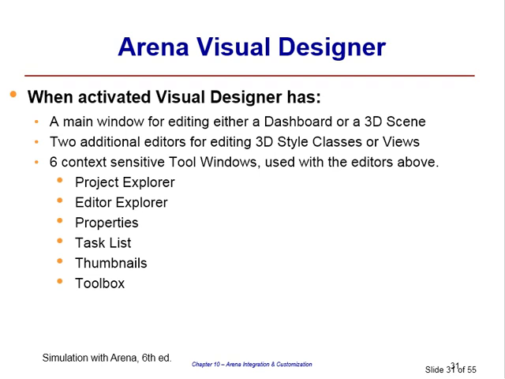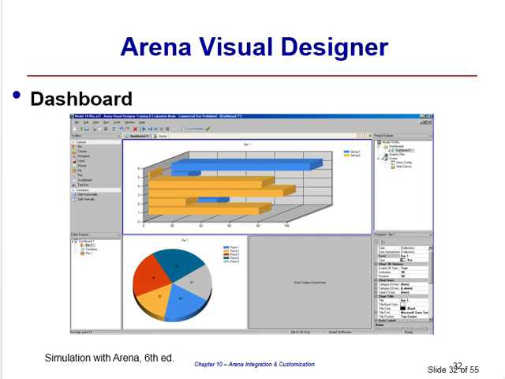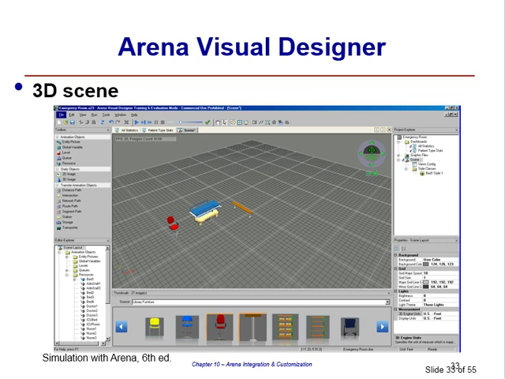When the Visual Designer is activated, it presents us a window for us to design a dashboard or a 3D scene. If we are running version 14.7 or newer, we can also choose to create a new OptQuest model. This is a screenshot of dashboard design. This is a screenshot of 3D visual design.